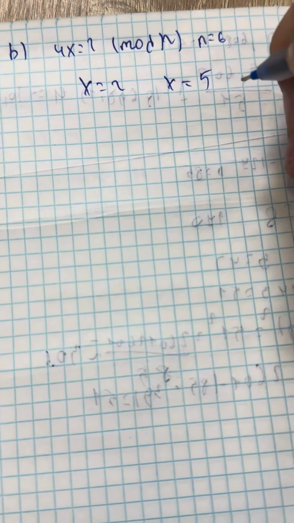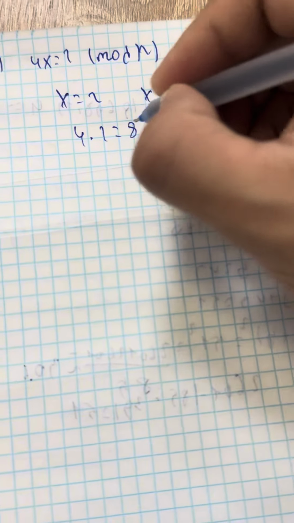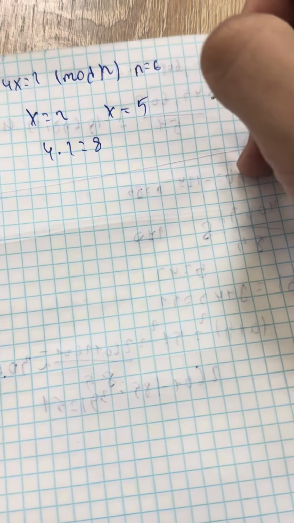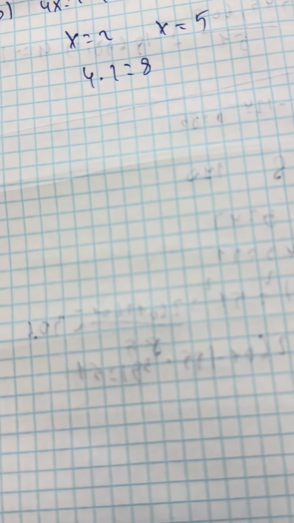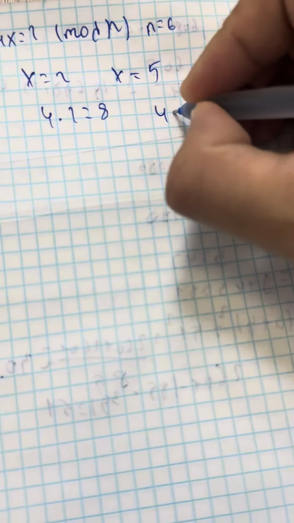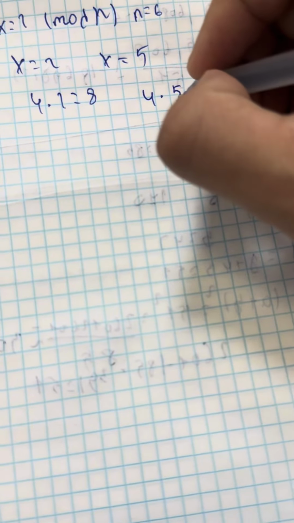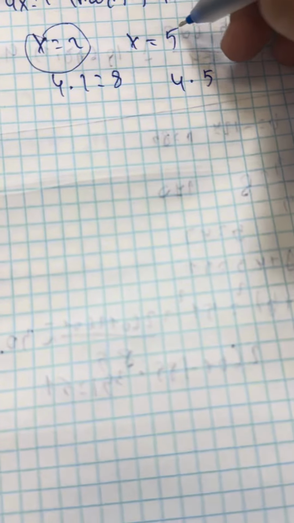Let's test some numbers. If x equals 2, then 4 times 2 equals 8. In modulo 6, 8 is 2, so x equals 2 is a solution. If we add half the modulus, which is 3, we get x equals 5, and 4 multiplied by 5 is 20. Divided by 6 leaves a remainder of 2. So the solutions are x equals 2 and x equals 5.